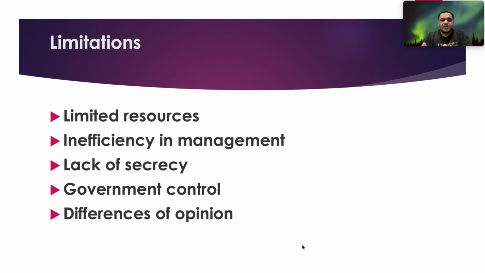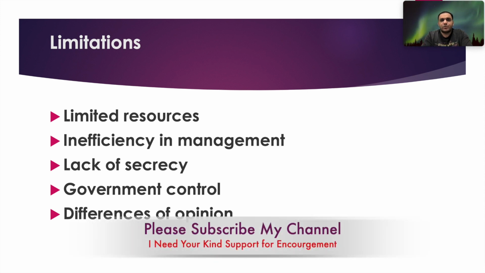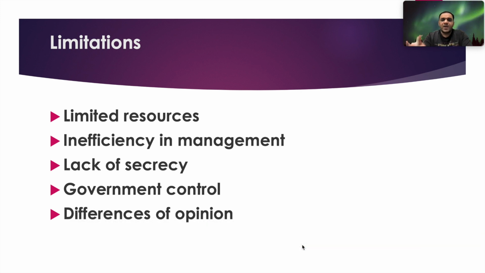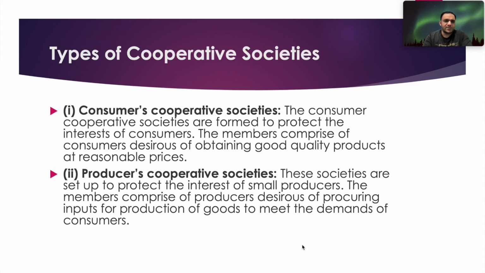Lack of secrecy is there because many people are there, and also you have to make everything public because you are voluntary, you are doing everything, so you have to make it public. Government control is there because the government is supporting this kind of business. And differences of opinion can of course be there, because different people from different places join, and as they are not working for anything, they can agree or disagree with many opinions.